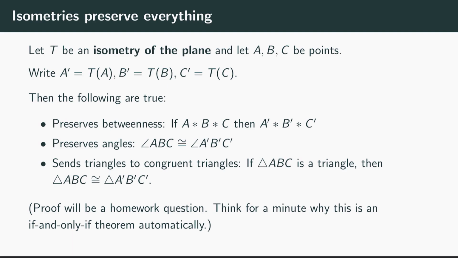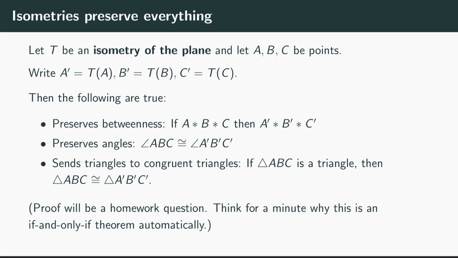transformations. So the first thing is, if A, B, and C are on the same line, so if they're collinear, and they are in the order A, B, C, so B is between A and C, then their images also are on a line, and they have A prime, B prime, C prime in that order on the line. So B prime is between A prime and C prime.